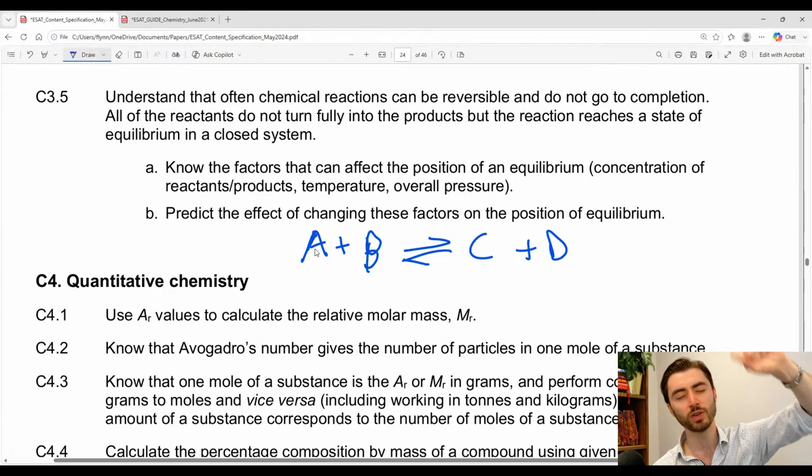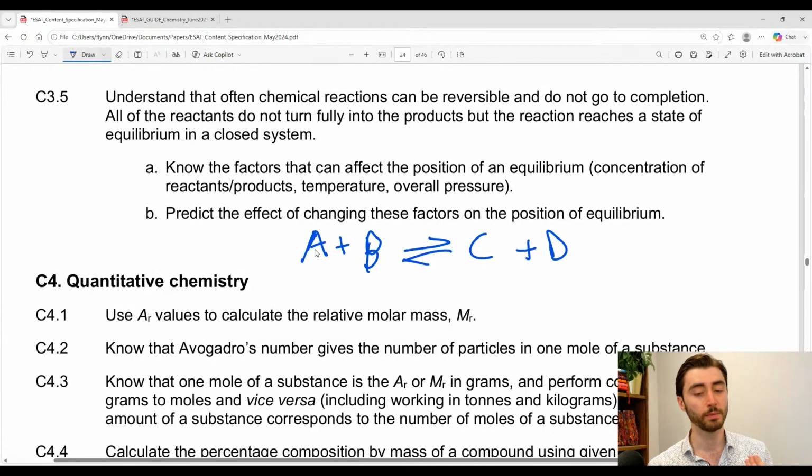So what happens if we increase the concentration of A? That is going to shift the equilibrium position to the right in order to mop up some of that excess A and turn it into C plus D.